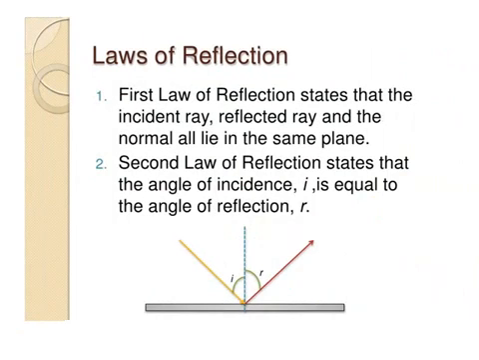Children, let us now recall the laws of reflection which we have studied in the last week. Since it's a very important law, we are revising it this week also. The first law of reflection states that the incident ray, the reflected ray and the normal all lie in the same plane. The second law of reflection states that the angle of incidence is equal to the angle of reflection.